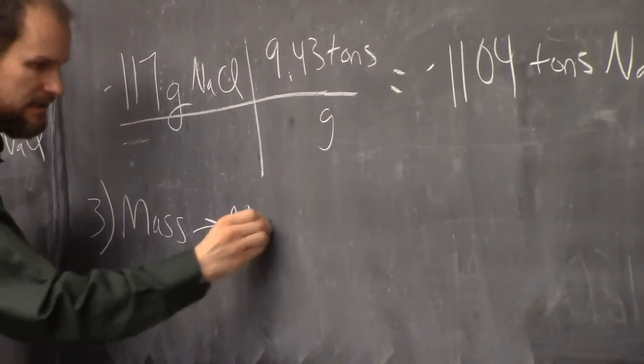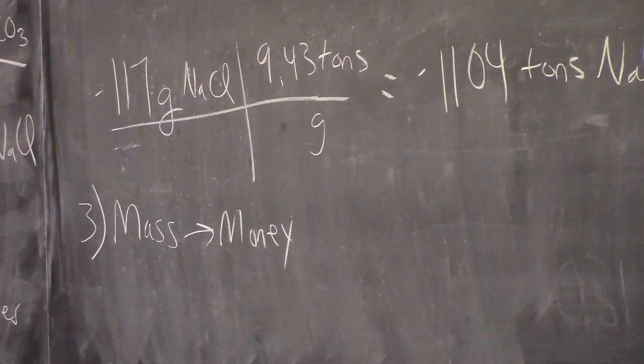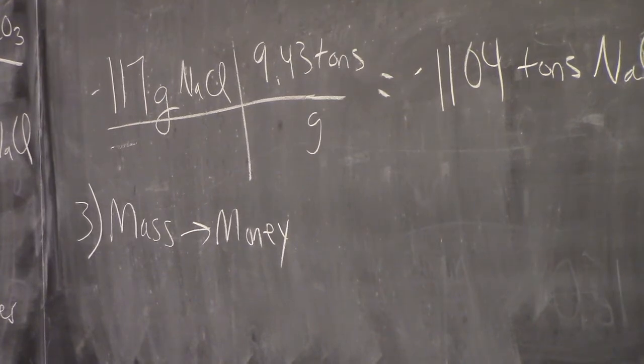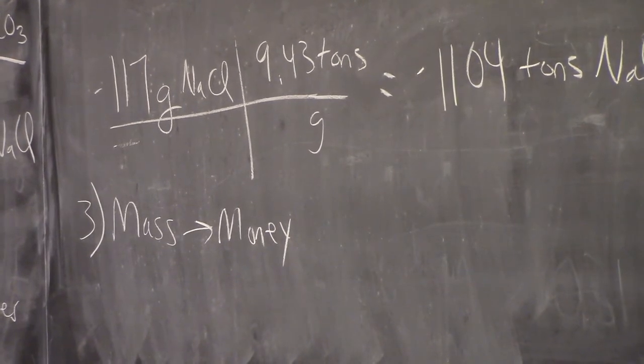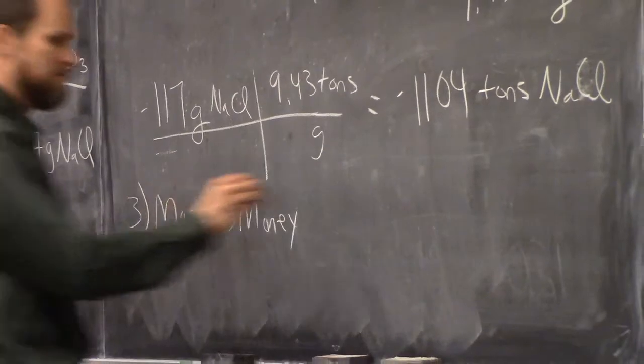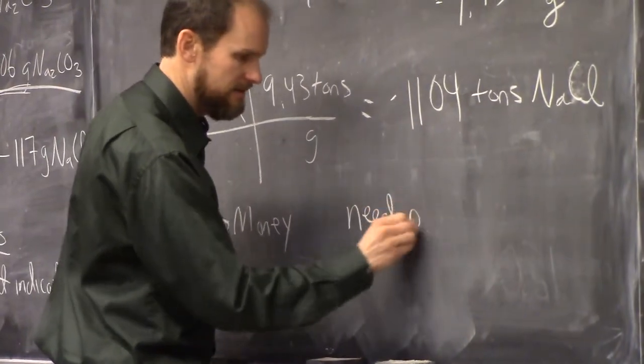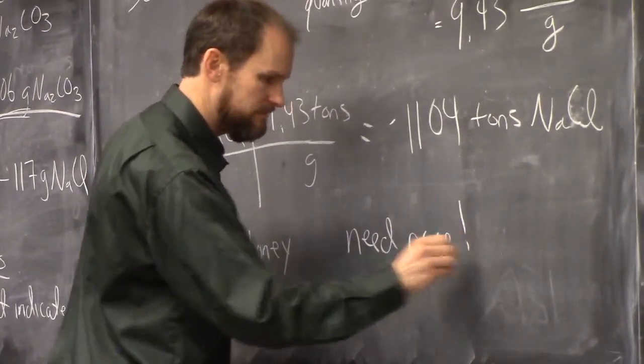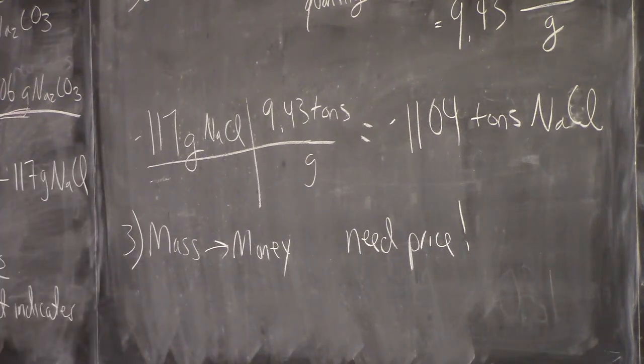Mass to money. How much will it cost me to get 1,104 tons of sodium chloride? Well, we need the price. Where do you get the price for things like sodium chloride? Market. Where do we find market prices for chemicals?